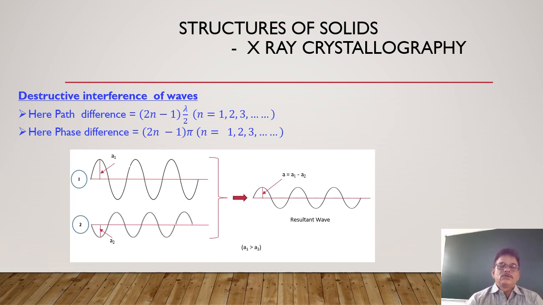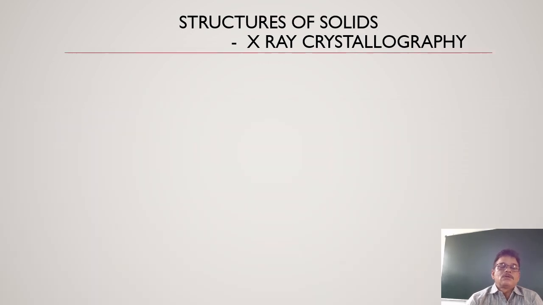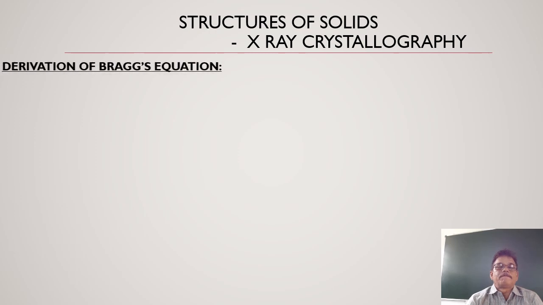Okay, so here we have to keep in mind that when light waves undergo constructive interference, the light spots are very bright. So that phenomenon is used in the determination of the structure of a solid. Next, how to derive Bragg's equation? Okay, we will derive Bragg's equation.